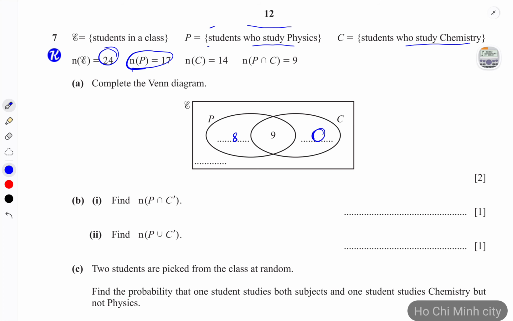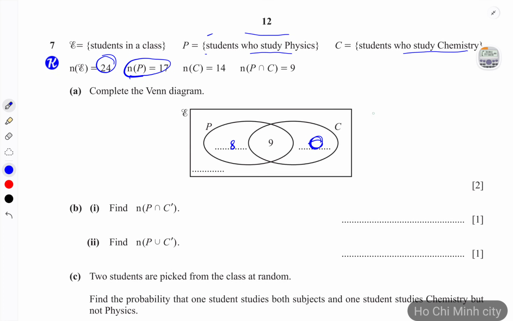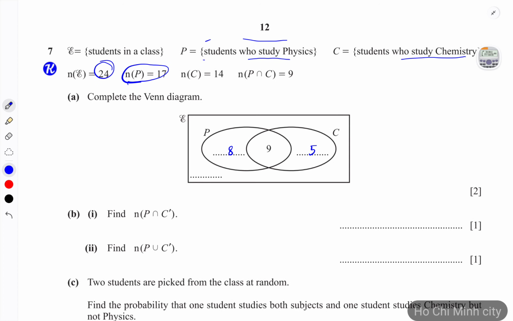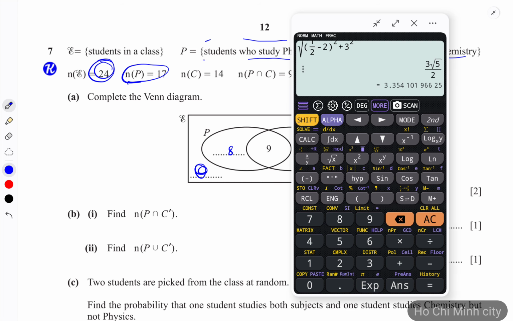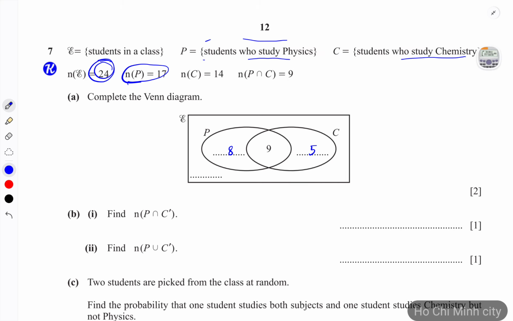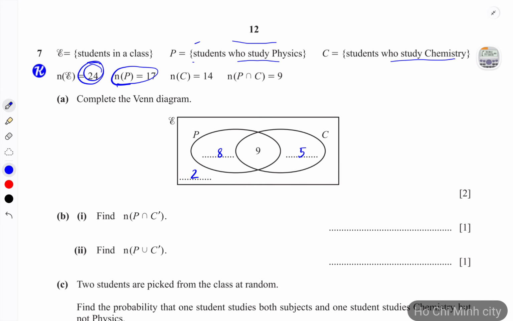Similarly, we can find out this missing value, which is 14 minus 9, and we have number 5. And lastly, because the total number of students in the class is 24, we take 24 and then minus 8 minus 9 minus 5, and we have the value outside the 2 ellipses. So 24 minus 8 minus 9 minus 5 is 2. All right, so I'll put 2 outside the Venn diagram.